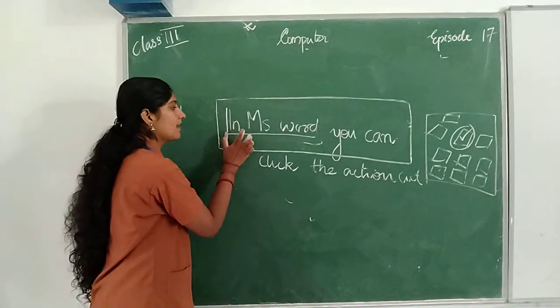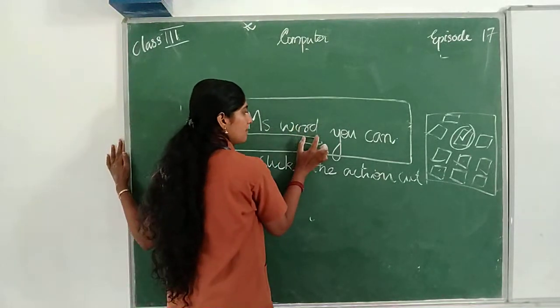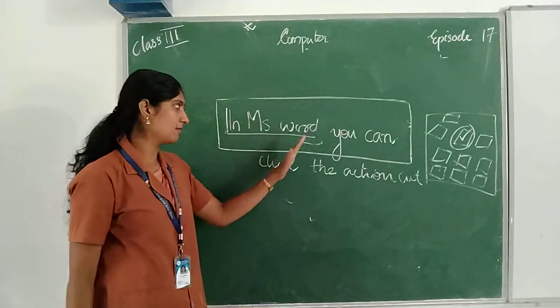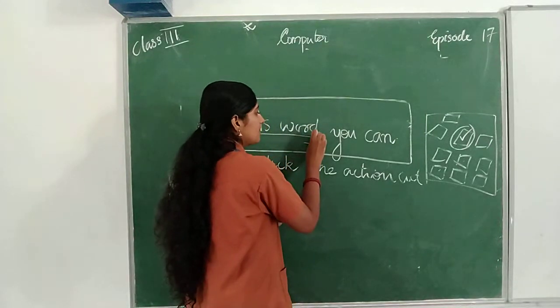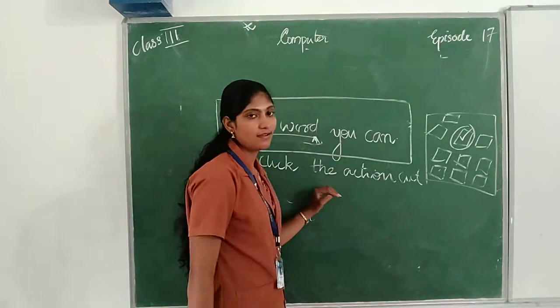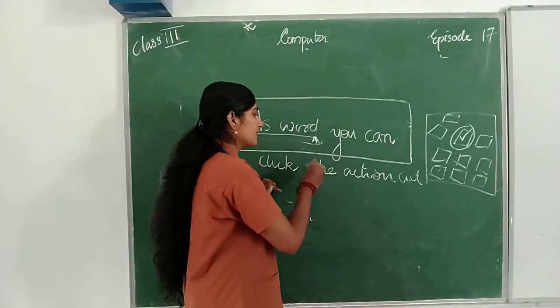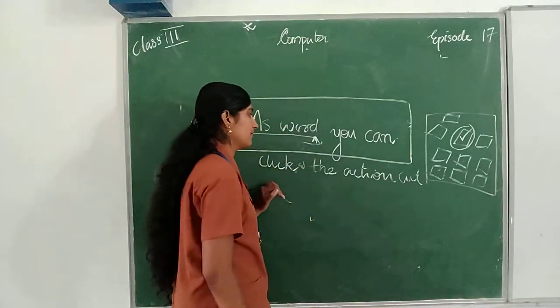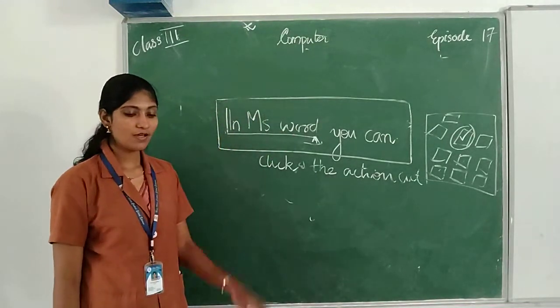And then hold the mouse and move the mouse. That means dragging the mouse and then reach the end point. After reaching the end point, then release the mouse button. So what happens there? Selecting these 3 words.